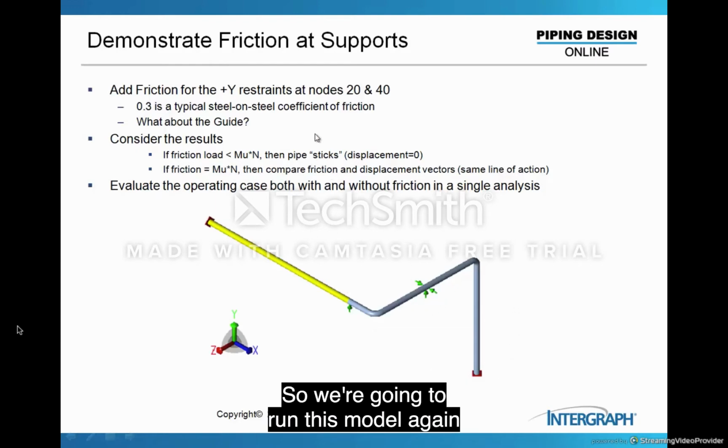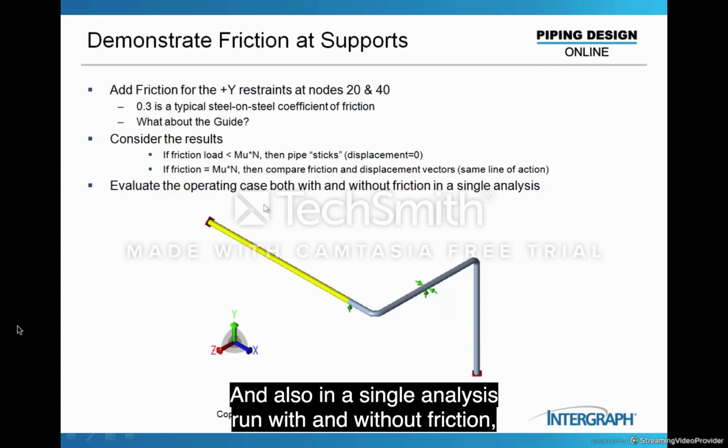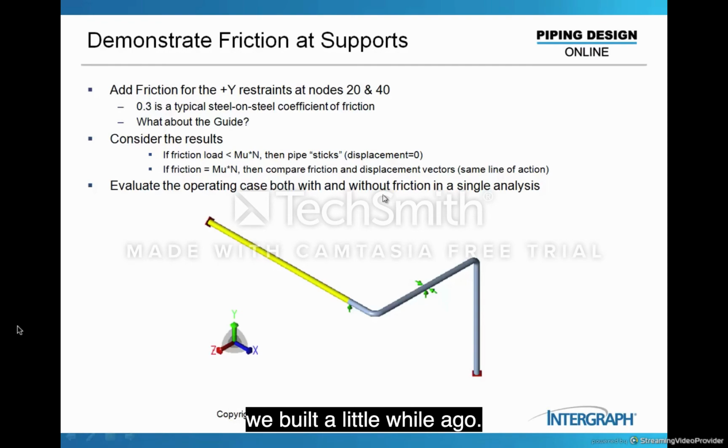Okay, so we have the interesting issues discovered here. We're going to run this model again with friction on the 2 plus y supports. We're going to keep an eye on the results, and also in a single analysis run with and without friction. We're going to run the same model we built a little while ago.